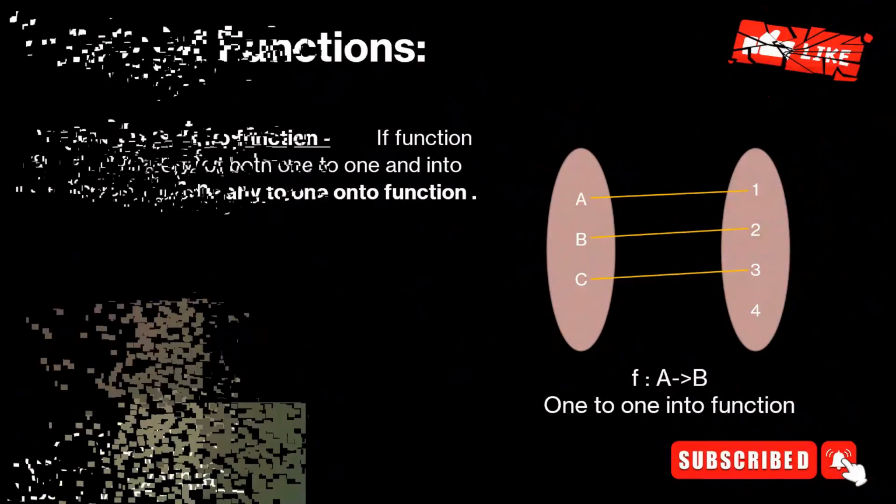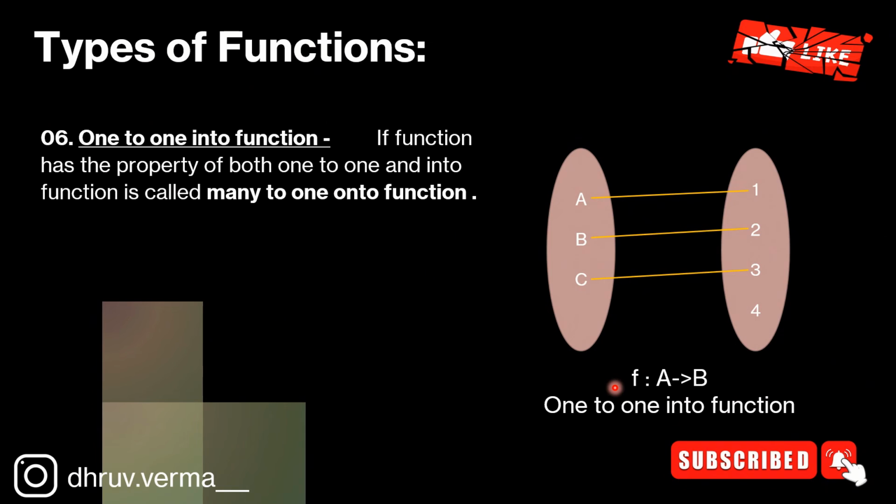Another type of function is the one-to-one into function. Basically, if any function consists of both the one-to-one property and the into property, that is called a one-to-one into function. The one-to-one function property is that every element of the domain has a distinct image in the codomain.